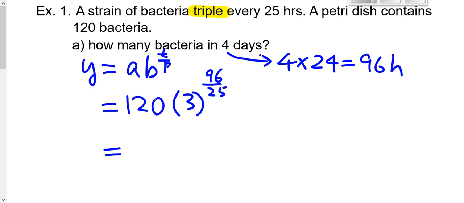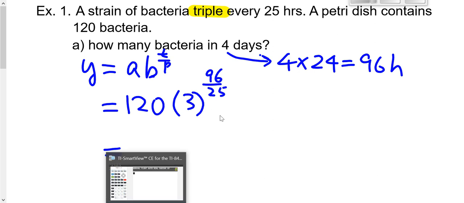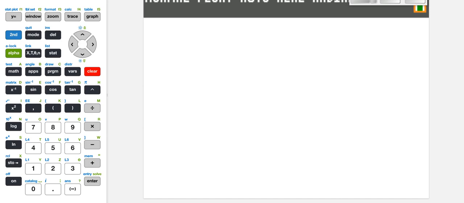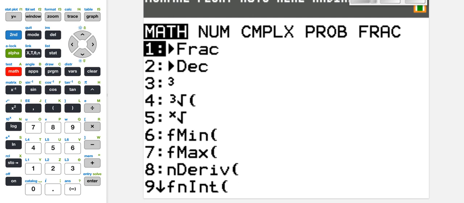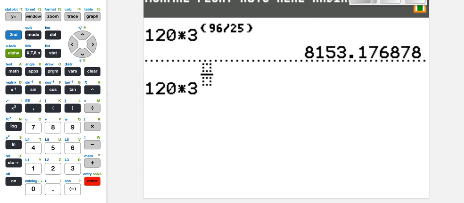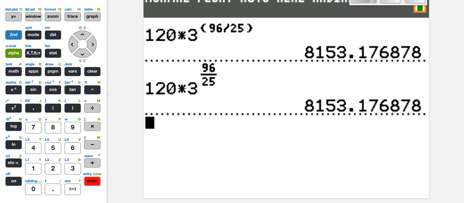Okay, plug that into your graphing calculator or any calculator. Since this is our first example using this new formula, I'll quickly walk you through. So you can do 120 times 3 raised to the power of, make sure you use brackets, 96 divided by 25. Enter. If you want, you can also take advantage of a fraction function if you're using the TI-84 Plus CE or a more advanced or newer model. So 120 times 3 raised to the power of, go to math here, and then move the cursor to the left to fraction, pick number 1. So now you can put down the numerator and denominator. Numerator 96, denominator 25, enter, you get the same answer.